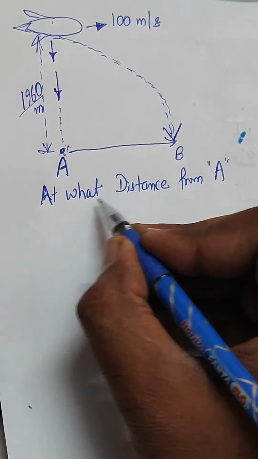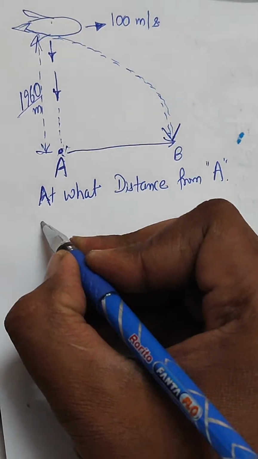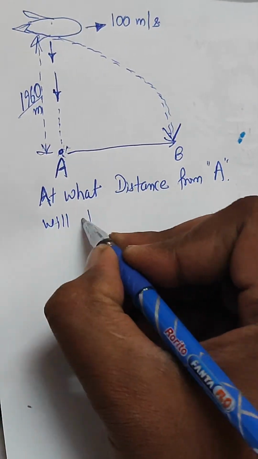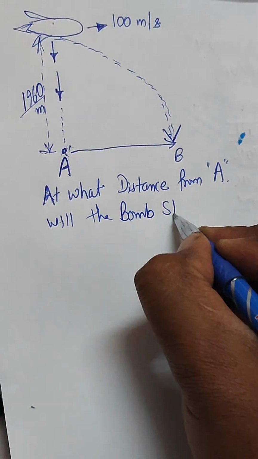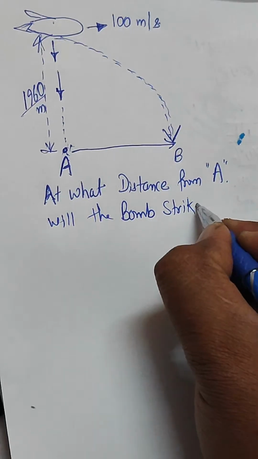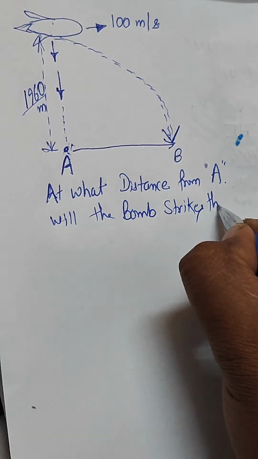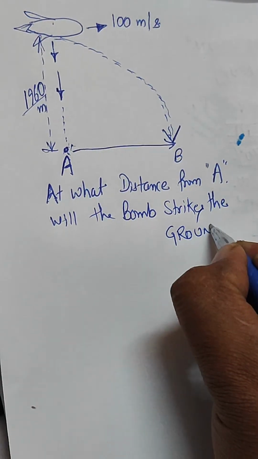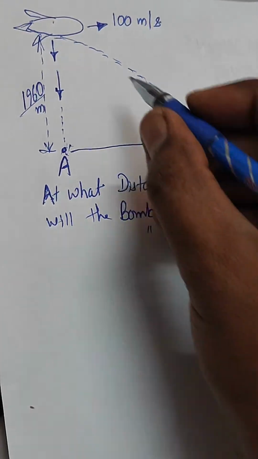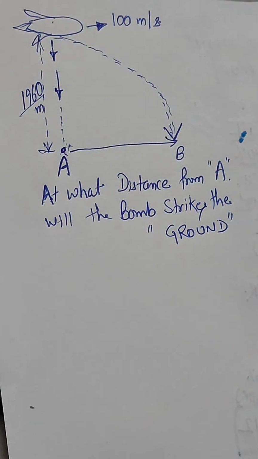So you can say, at what distance from A will the bomb strike the ground? This is the question, my dear friend. It's given that the horizontal velocity of the aeroplane is 100 meter per second.